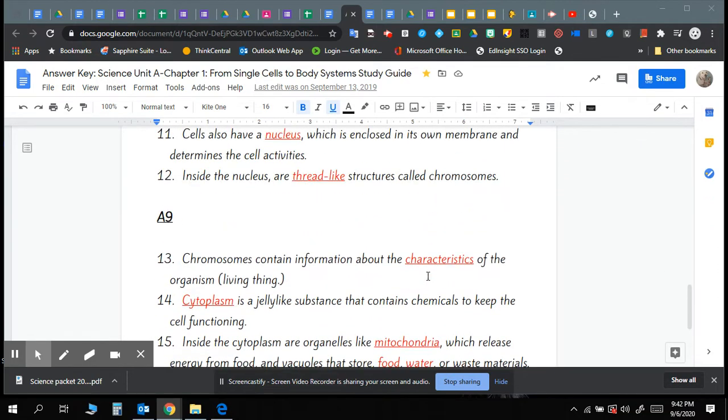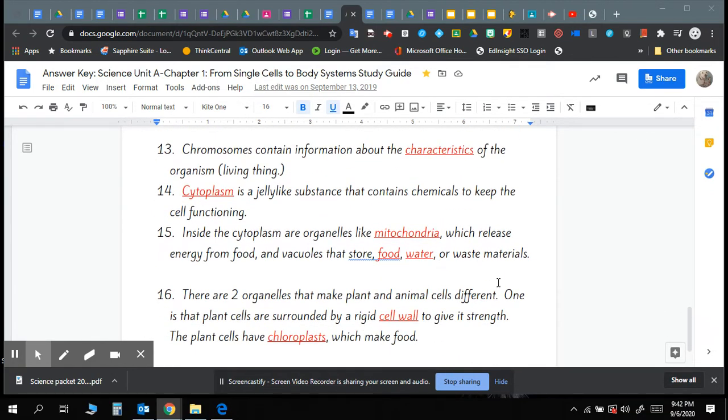And then here is page A9. So once again, go ahead and pause at this point. Check your notes for A8 and A9. Make sure that they're all correct.